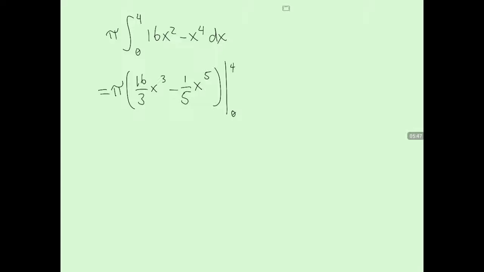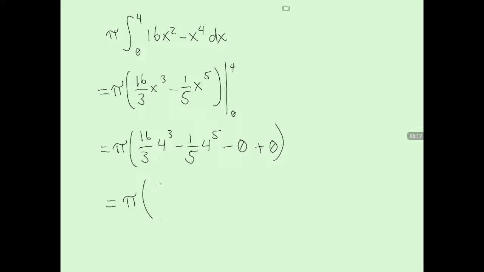So we're going to plug those numbers in. So what we're going to get is pi times 16 over 3, 4 cubed minus 1 over 5, 4 to the 5th. And right now we're going to subtract this with 0 plugged in, but since plugging in 0 is going to give us 0 in both cases, it doesn't really matter. Right now, if we simplify this, we get 16 is 4 squared, so this is 4 to the 5th over 3 minus 4 to the 5th over 5.